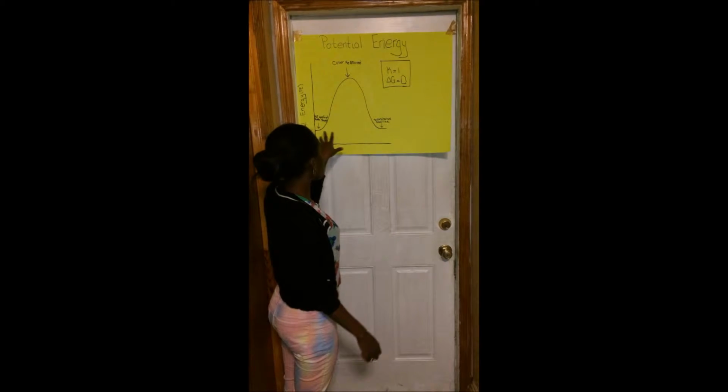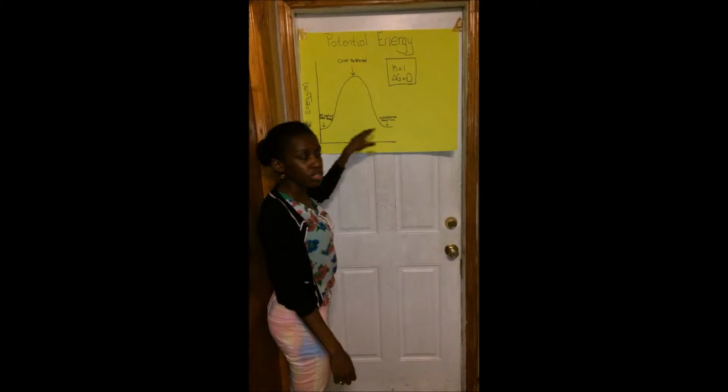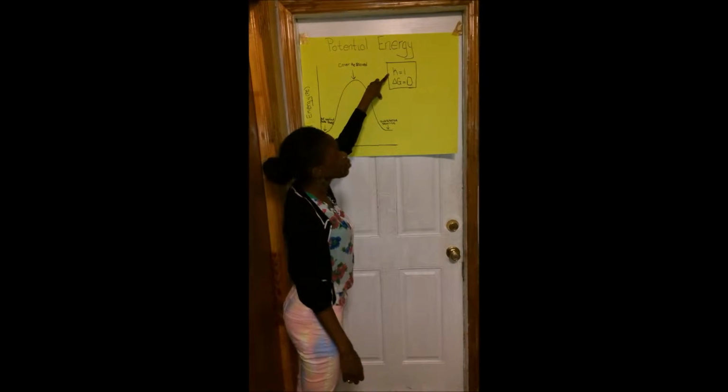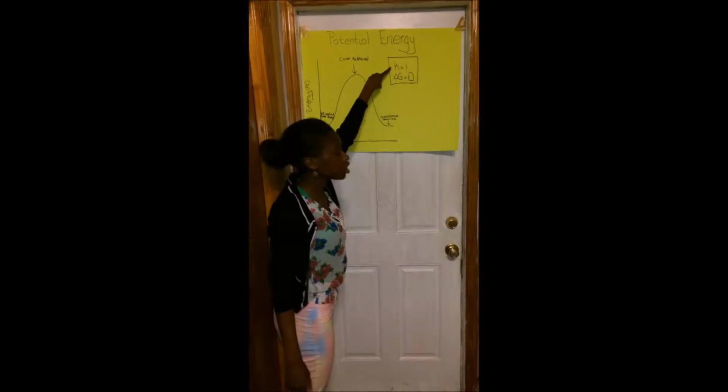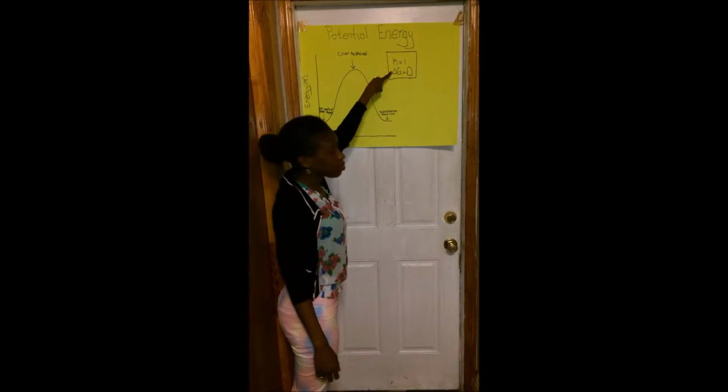Because the product and the reactant were the same, it caused our equilibrium constant K to be equal to 1, which caused our delta G to be equal to 0.